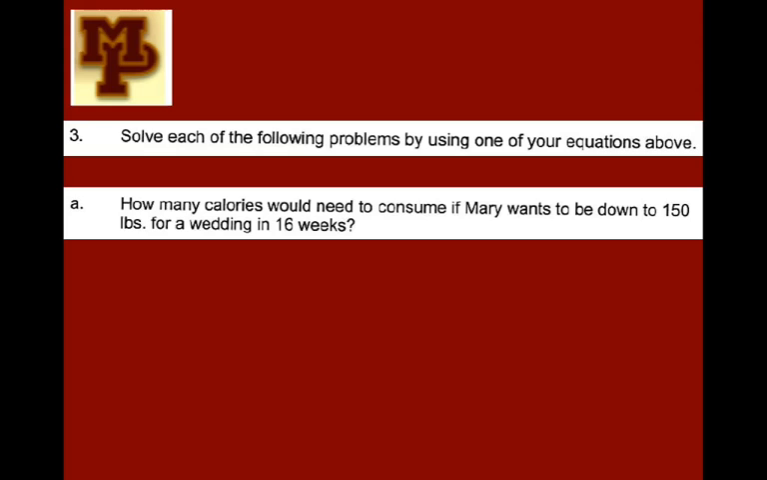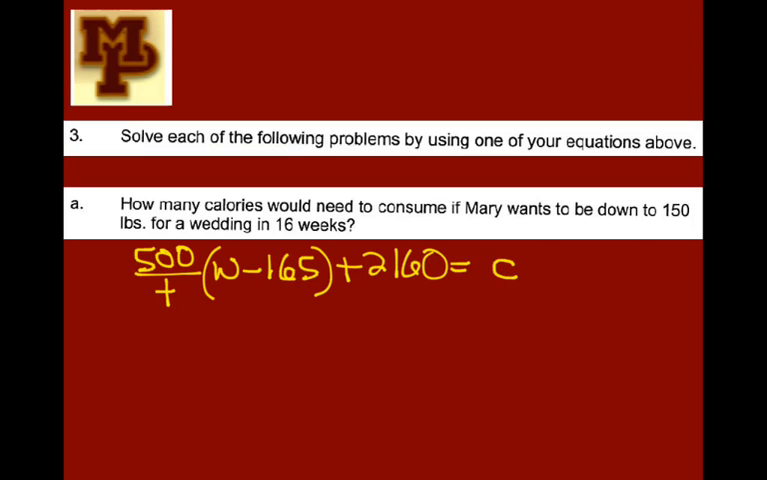Alright, let's solve a couple of those problems. So the first one is this gal Mary wants to get down to 150 pounds for a wedding in 16 weeks. So we're going to utilize what we already did. We already solved for C, because she wants to know how many calories, so we're going to use that equation. So we have C equals, and this is just what we did earlier, 500 divided by T, and then we had W minus 165, and then we had plus 2160.